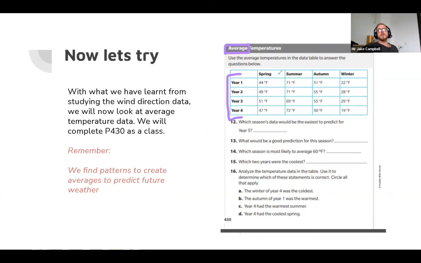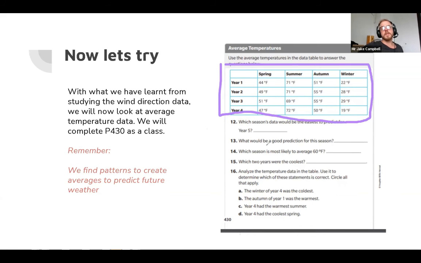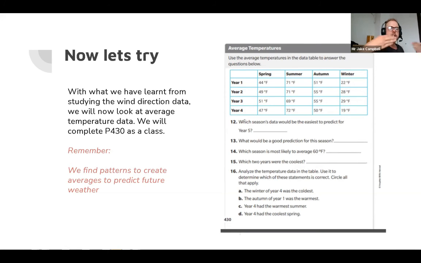Yeah, it's fantastic. Okay, so here we have 4 different seasons of each year: spring, summer, autumn, winter. Using this table, its data and its information, I want you to answer questions 12, 13, 14, 15, 16. Okay, try and answer them. I'll give you about 3 or 4 minutes, and then we'll check your answers. I just want to see how well you do on your own first.